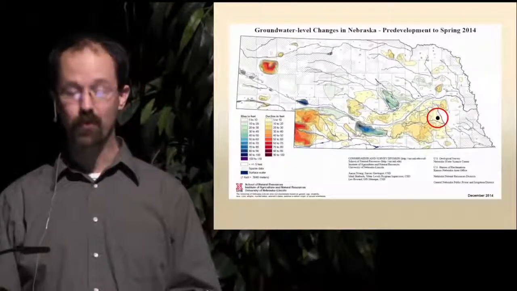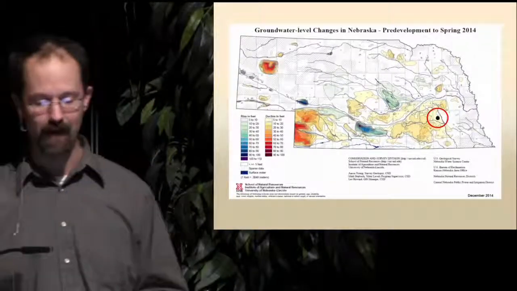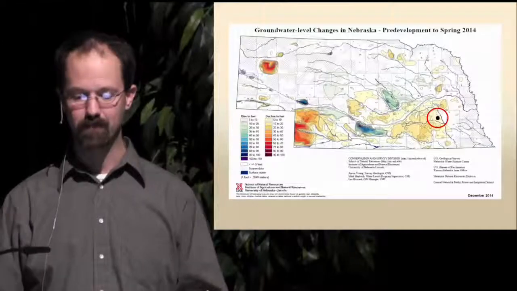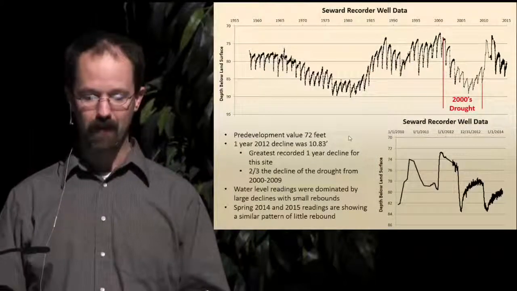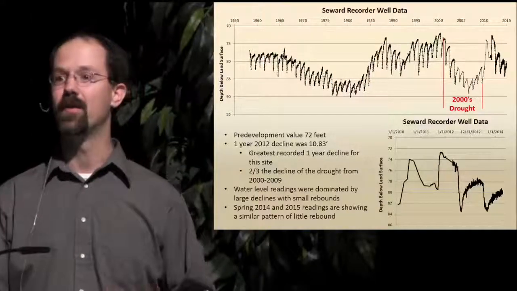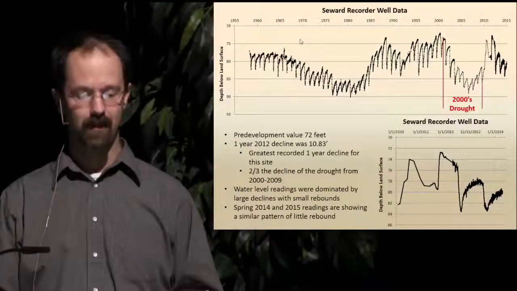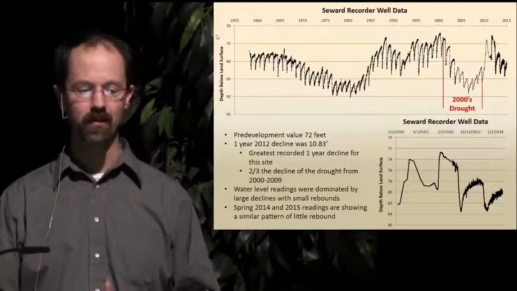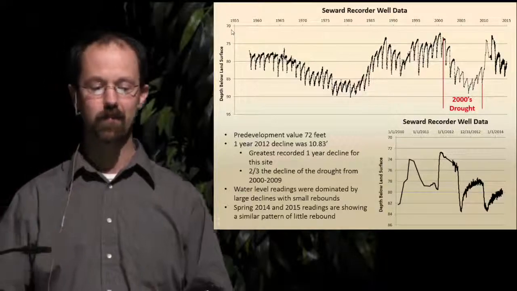So if we look at some parts of the state, look at some hydrographs, we start to see some patterns emerge. We'll start off with a daily recorder well just outside the city of Seward. And we see this for a hydrograph. The pre-development value, the value of groundwater levels before irrigation was widely used in this area in the early 50s, was about 72 feet, so up in this area.